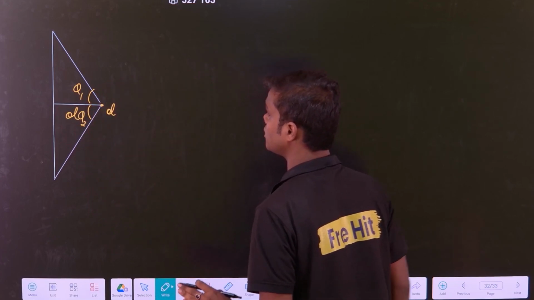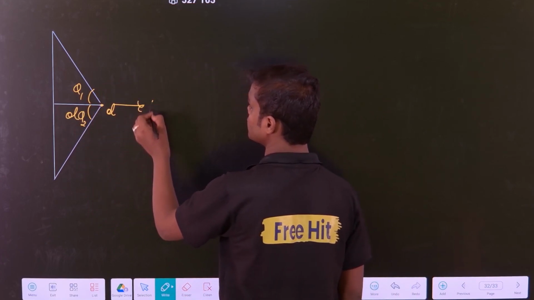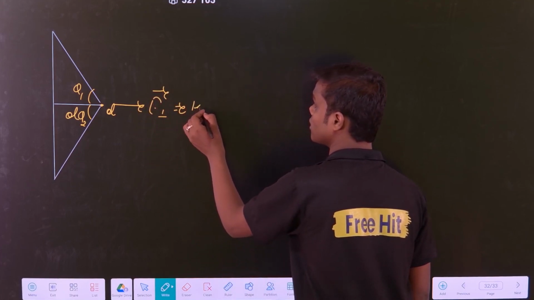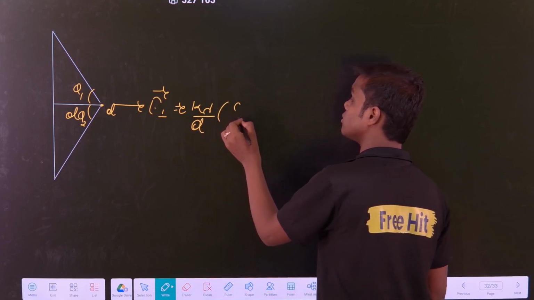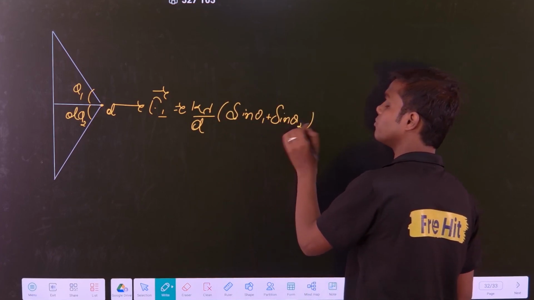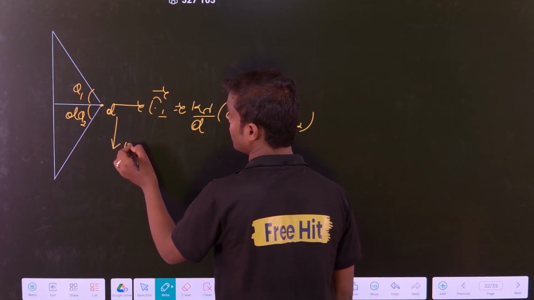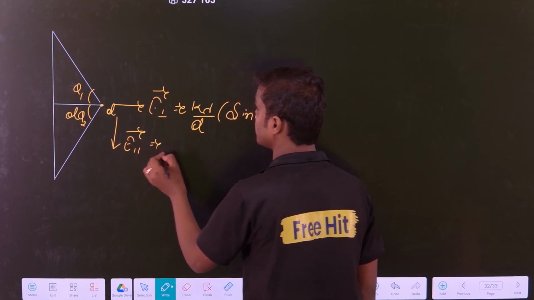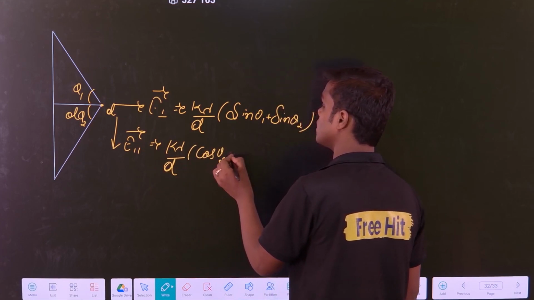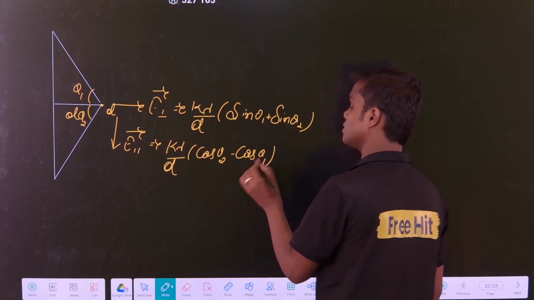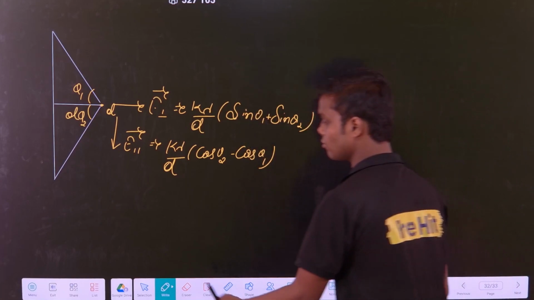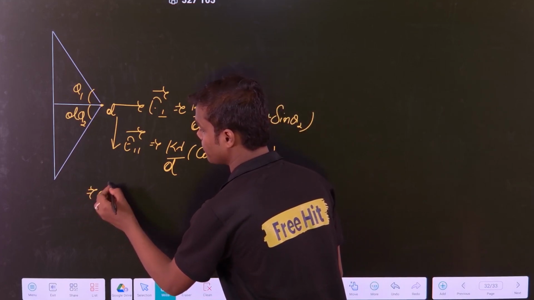What you have to understand is there will be two electric fields. One is E perpendicular, whose value is K lambda by d into sin theta 1 plus sin theta 2, and the other is E parallel, which is in the downward direction, defined as K lambda by d into cos theta 2 minus cos theta 1. Those are the two formulas, but you should know how to apply them, because it does not look like that. First, what is d here?